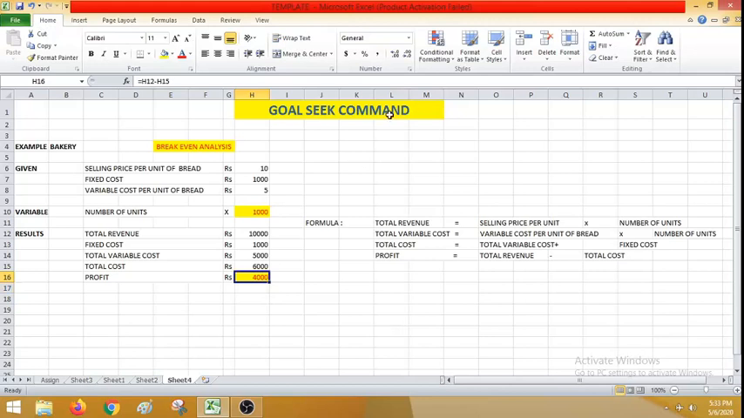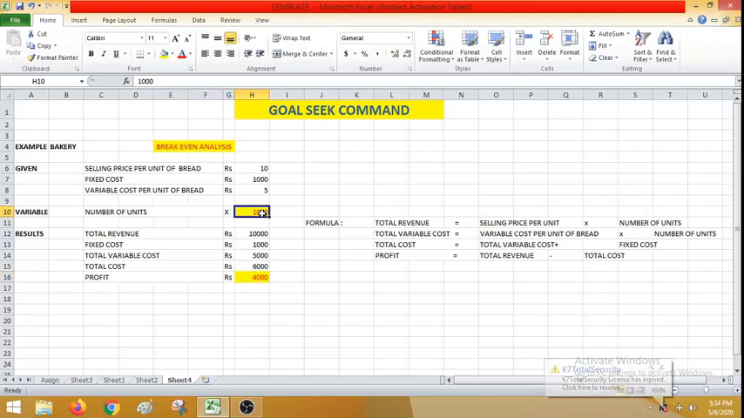There may be a question: I started explaining break-even analysis, but what is that goal seek command? As I said, break-even analysis is a point where there is no profit or no loss, which means your profit is going to be 0. Now I need to make this cell 0. If the profit is going to be 0, what is the number of units the baker has to make on a day? To make this profit 0, how many units have to be sold?